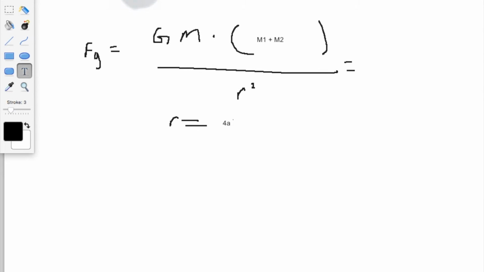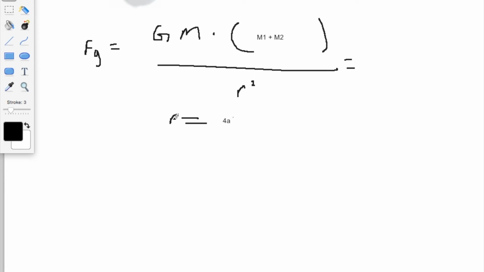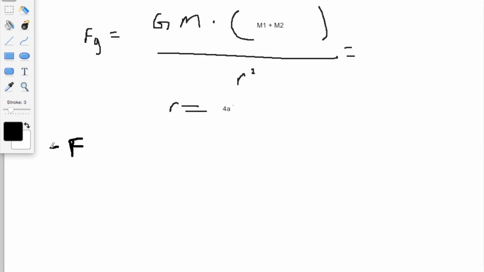Alright, we're back. So what you could have done instead of what I did is the sum of the forces, and they're both in the same direction, by the way. The sum of the forces is F net equals F1 with this vector hat plus F2 with this vector hat, and so on. So then what would F1 be? F1 would be G, lowercase m, times mass 1 all over 16a squared.